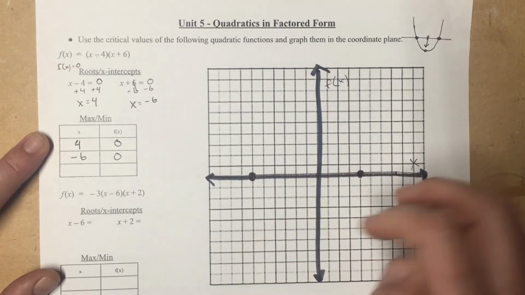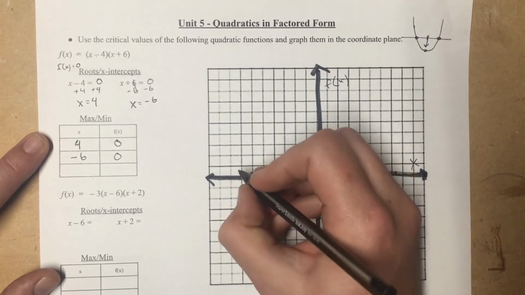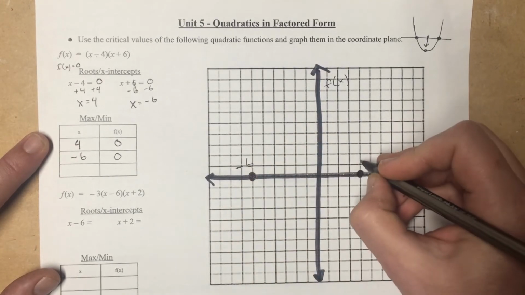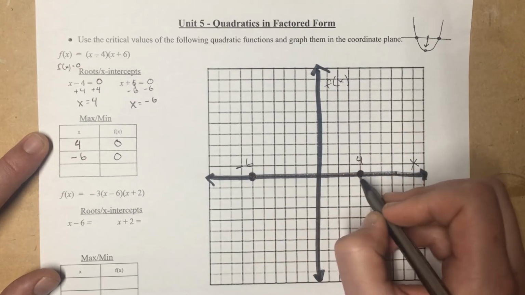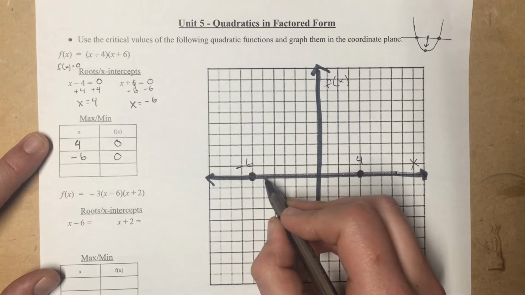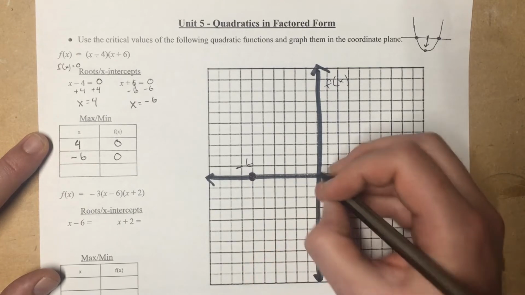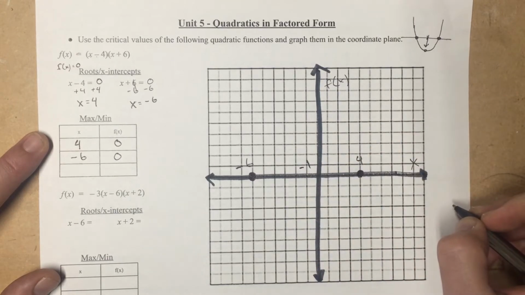All right, so let's find the halfway point in between here. We're at negative 6 here. We're at positive 4 here. That's going to be 6 and 4, that's 10 units in between there. So I know halfway would be 5. So 1, 2, 3, 4, 5. So my halfway point is at x is equal to negative 1.